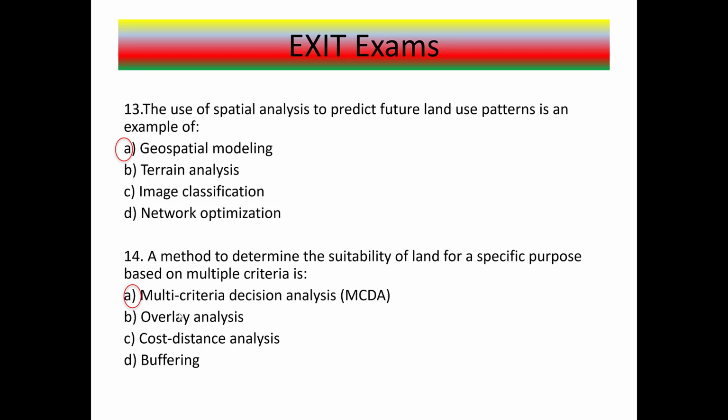This multi-criteria decision analysis, or MCDA, compares multiple factors that are responsible for the suitability of land for a specific purpose, such as a specific crop like wheat. So we analyze different types of spatial data in a model for determining the suitability of this specific crop for this specific land.